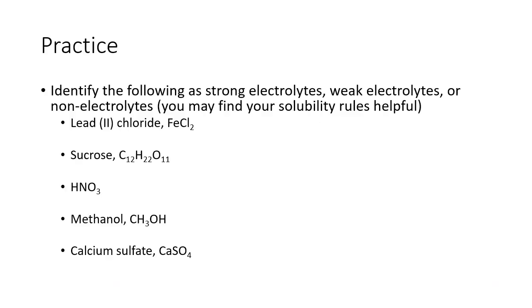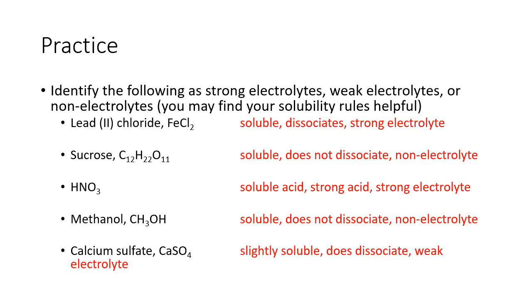So let's practice. Identify the following as strong electrolytes, weak electrolytes, or non-electrolytes. You may find your solubility rules to be helpful. So pause on this page and try to figure these out. And then the answers are in the next slide. Okay, so lead chloride is in fact soluble. It is an ionic compound which does dissociate, therefore it is a strong electrolyte.